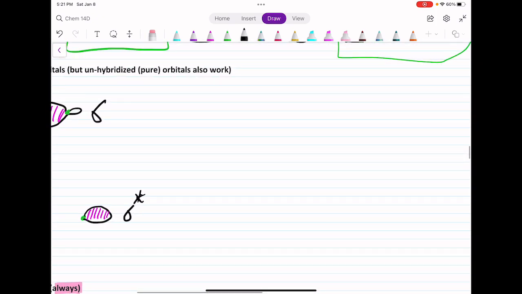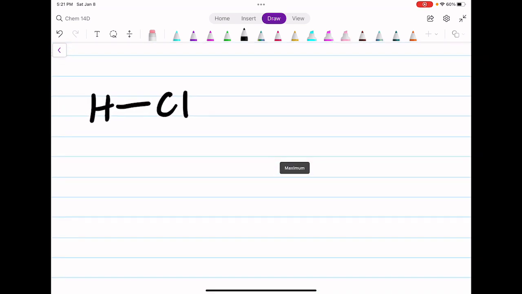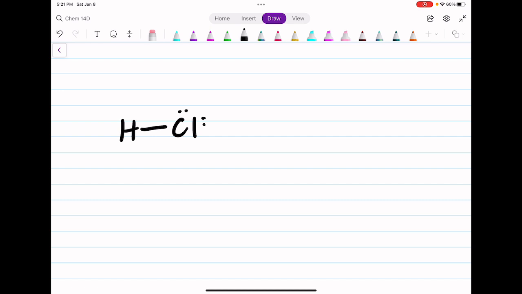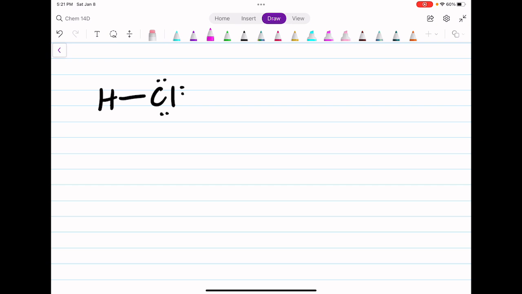So let's look at HCl. Chlorine has 3 lone pairs on it. So let's do the hybridizations of each of these. Chlorine has a steric number of 1, 2, 3, 4.